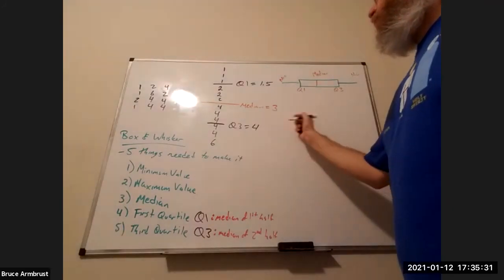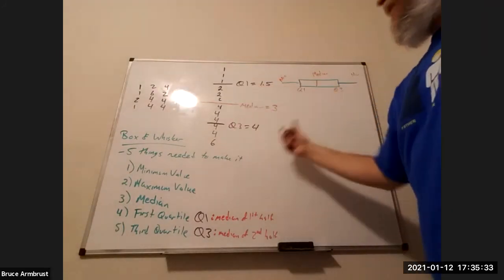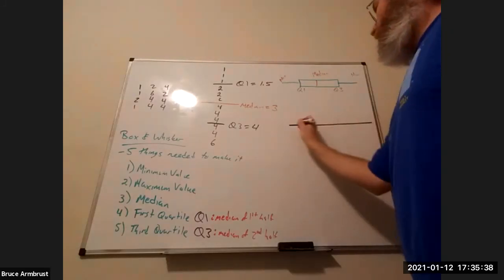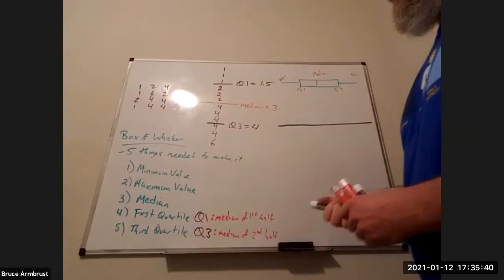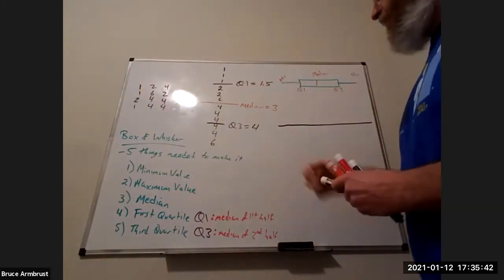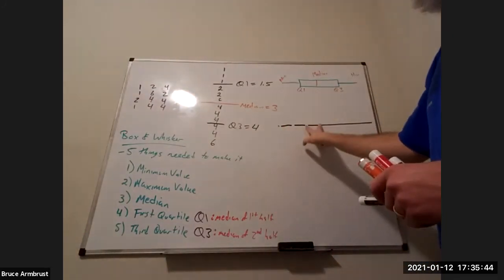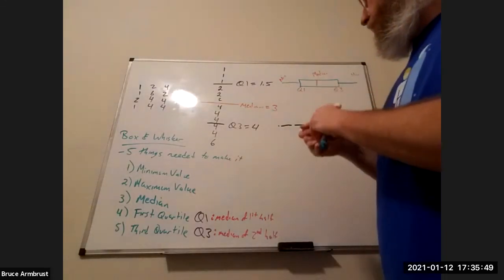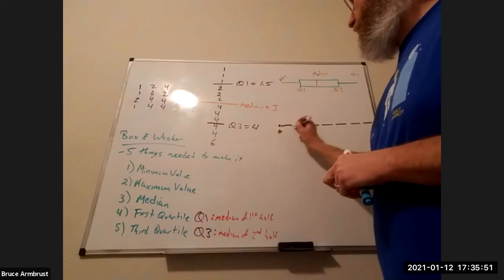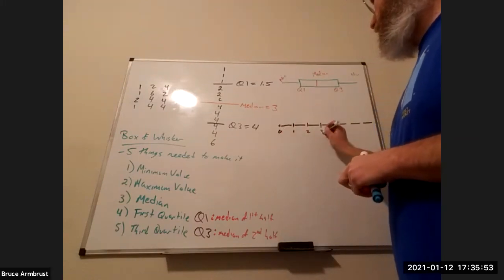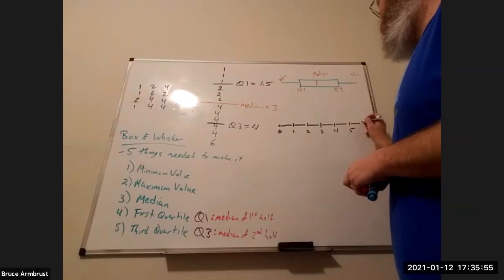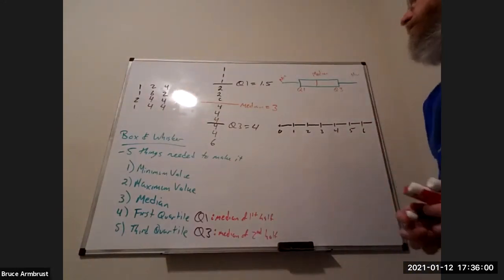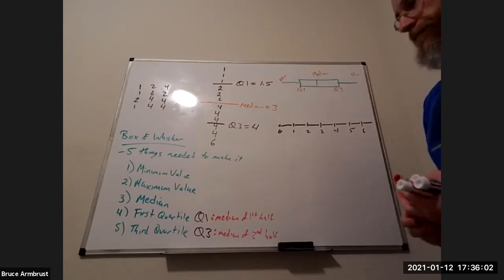All right, so let me show you what the box and whisker plot for our data would look like. So I'm just going to make a real number line here again, and I'm going to split it up so it's nice and even. Okay, so here is 0, 1, 2, 3, 4, 5, and 6. All right, so let's make our box and whisker plot.